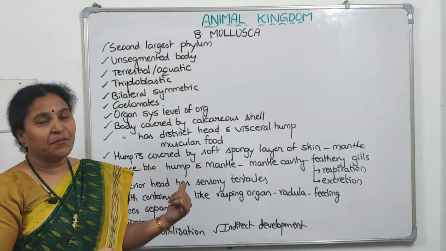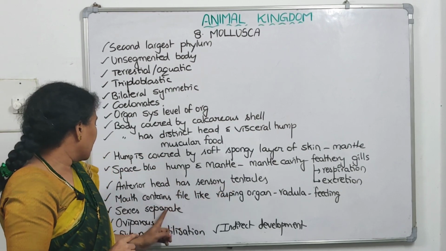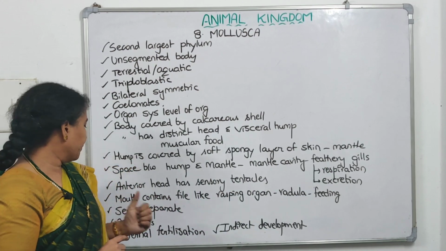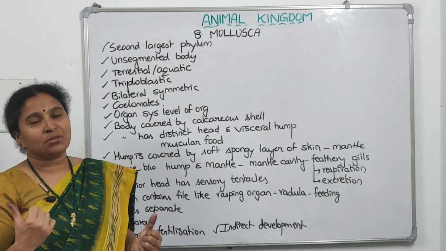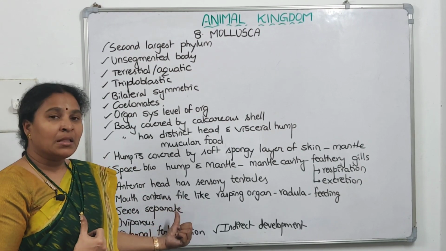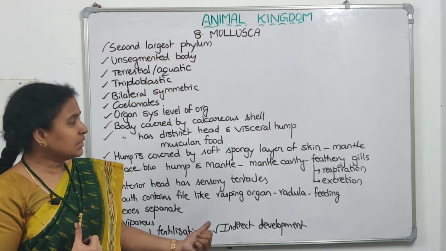Now the anterior head, if you have seen a snail, the head has tentacles, right? They're sensory. The mouth contains a file-like rasping organ for feeding. Sexes are separate. Male snail and female snail, they're different. They're egg laying, meaning they're oviparous. Fertilization is external, development is indirect.